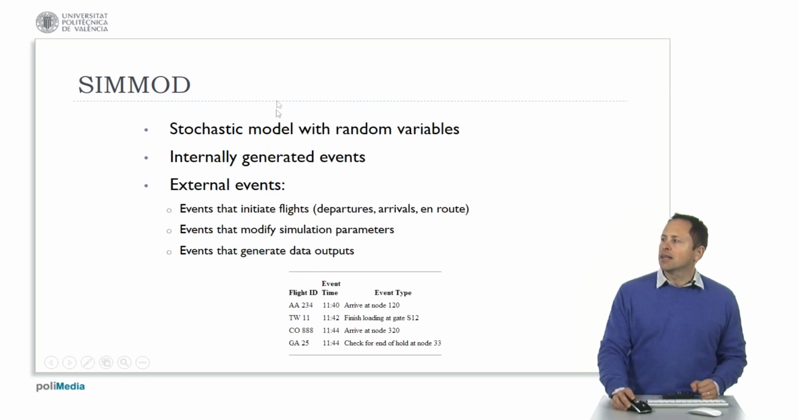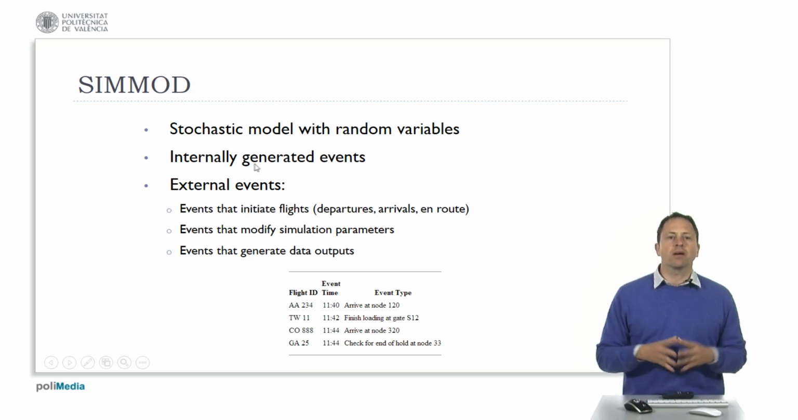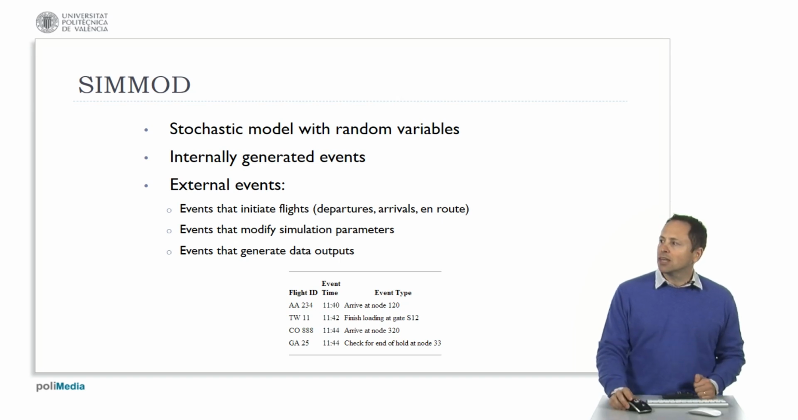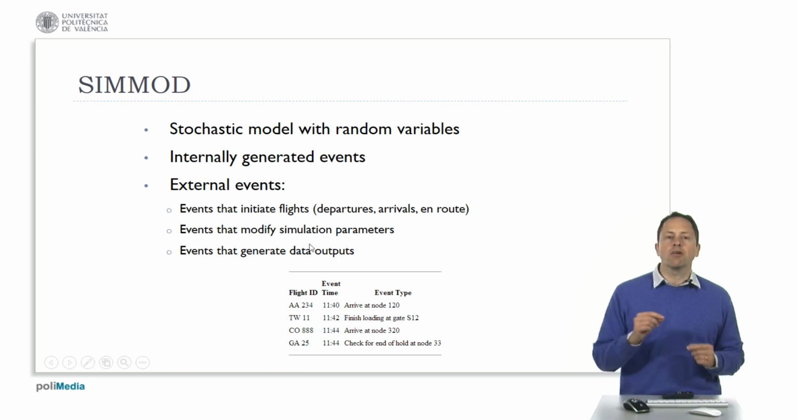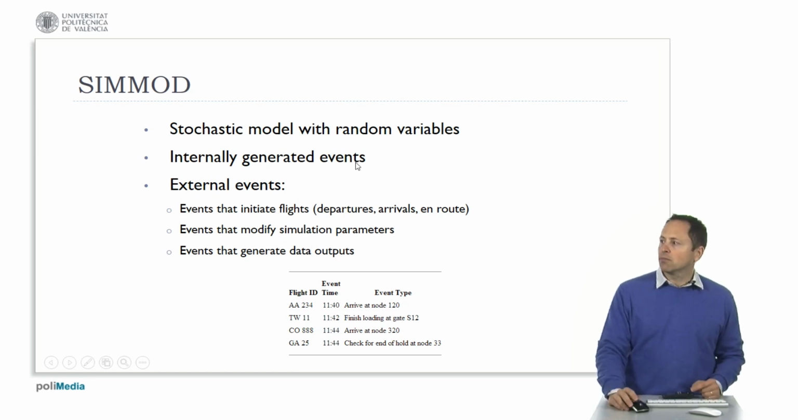Here you have, for instance, the events. We can incorporate random variables to say the time it takes to onboard an aircraft and assist it. It might vary between certain values, and then there are internal and external generated events. External events can be about beginning flights, departures, arrivals. Internal events are about the aircraft going from one to another point. The events that modify the simulation parameters can include, for instance, meteorology and so on. External events can also generate data outputs, for example, the beginning of a flight or its definition.